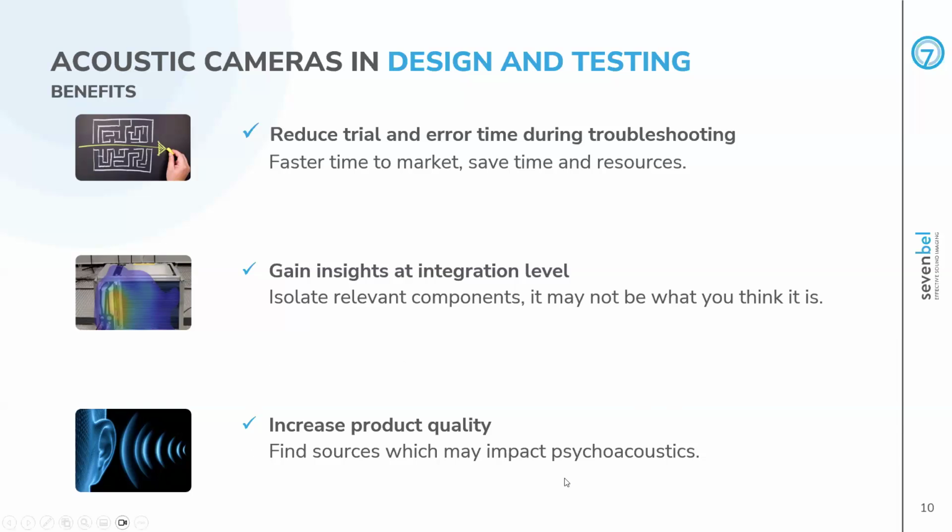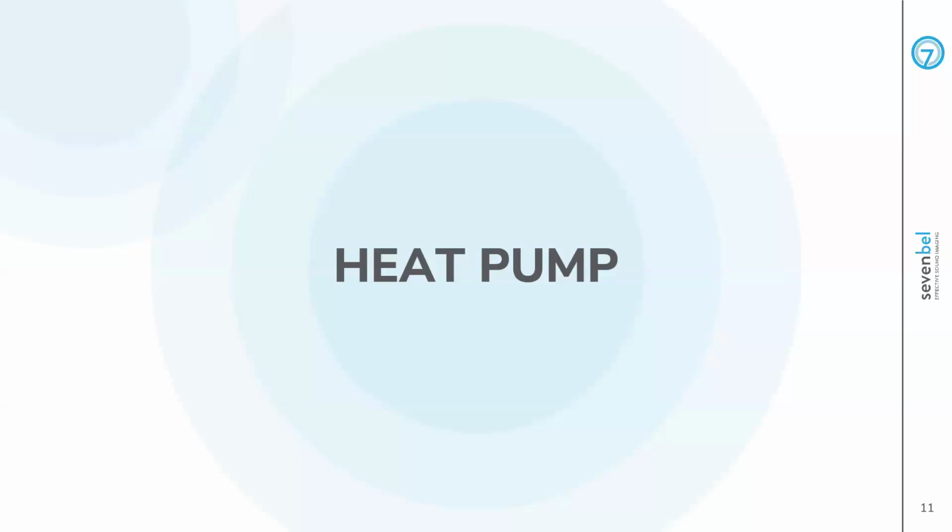And of course, the end goal of all this is to increase the product quality. So we will make better sounding products, quieter products, find it easier to comply with regulations if there are any in place in your country or for your application. So those are the two main concerns: comply with regulations and make products that stand out compared to the competition. So enough on the acoustic cameras in general. Let's head straight into our first application, and we will start with an analysis of a heat pump.